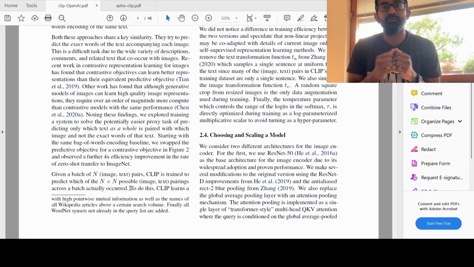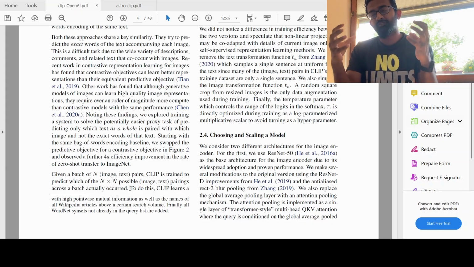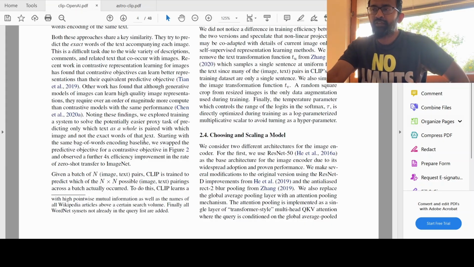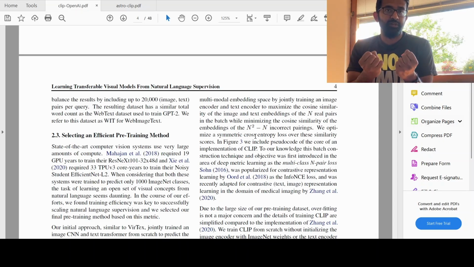But of course, most of them will be fake, because when you randomly combine, you might have an image of a dog and a description of some cat hunting a mouse. That will not work, because the image and text should represent the same thing, and we should be able to combine them. Out of those N squared, they mention that N squared minus N are the incorrect pairings, because N is the original correct pairing.